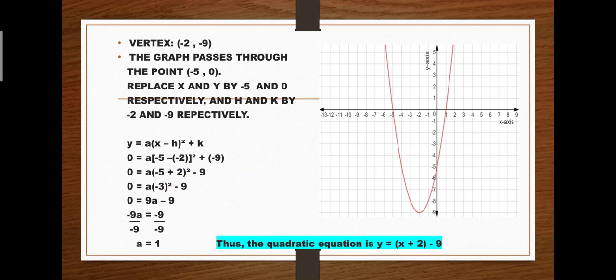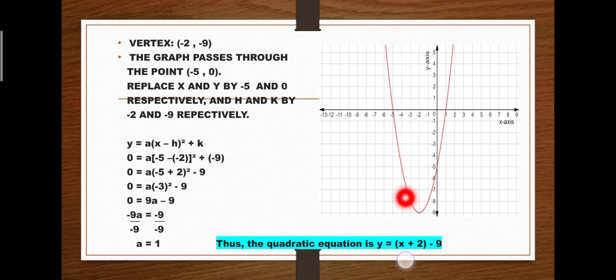Thus, the quadratic equation is y is equal to x plus 2 minus 9. Since we have na the value of a which is 1. So, by using gihapon this form, the vertex form, so copy lang y is equal to, a natin is 1, so no need na siyang lagyan ng 1 dito sa labas ng parentheses kasi automatic na yan, meron na siyang 1. Pero, para hindi kayo malito, pwede nyo rin siyang lagyan ng 1.